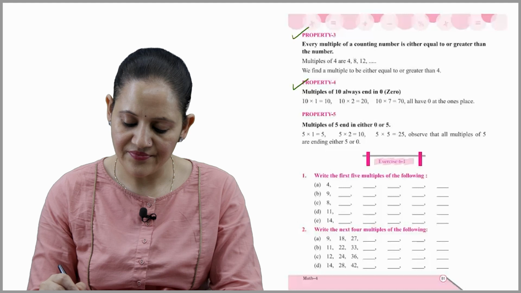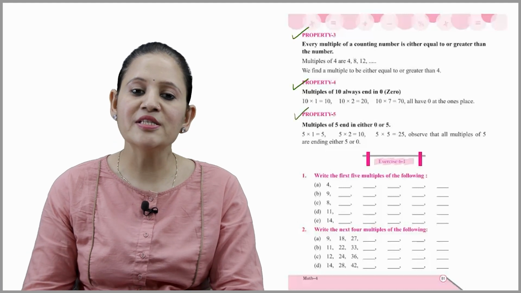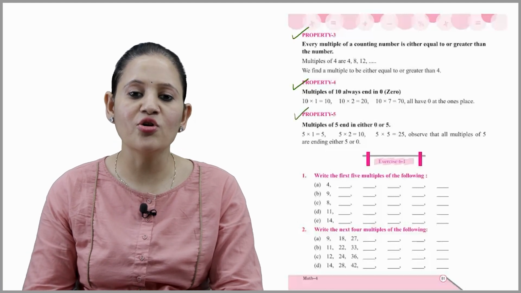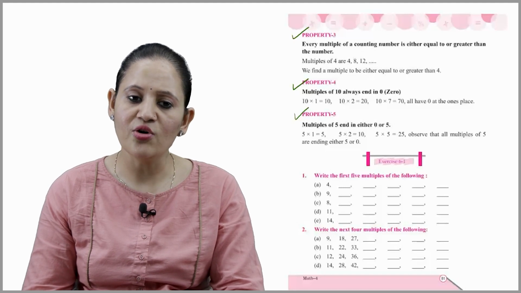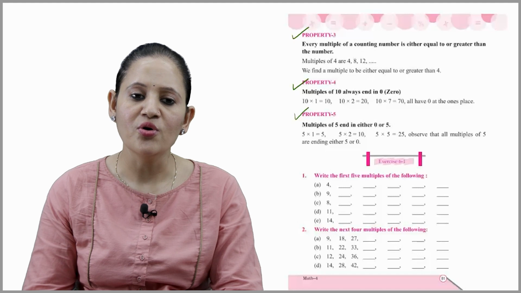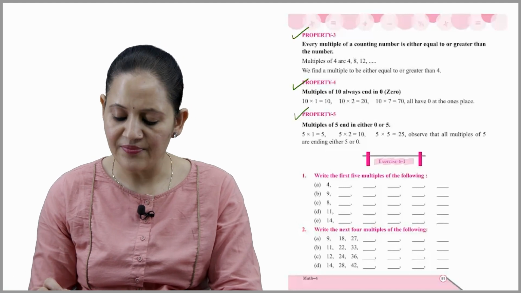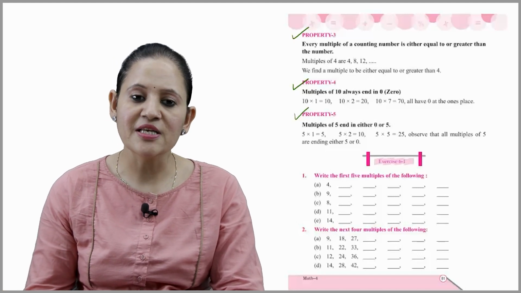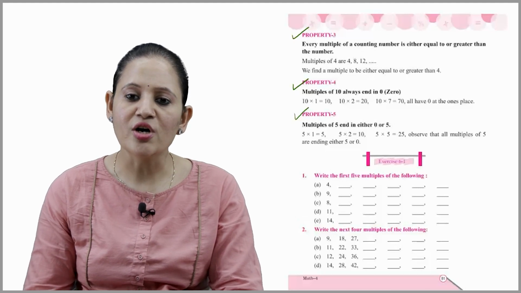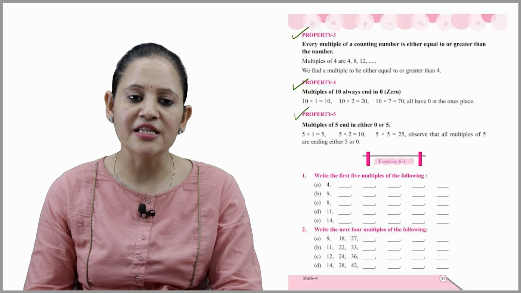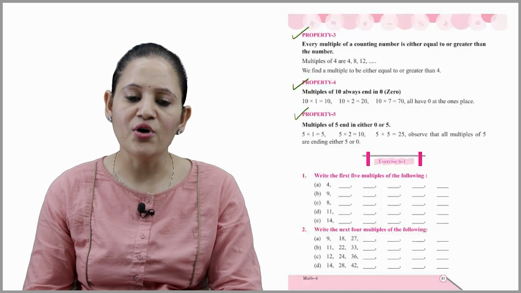प्रॉपर्टी 5. मल्टीपल्स ऑफ 5 एंड इन ईदर 0 और 5. 5 के जितने भी मल्टीपल्स होंगे ईदर इट विल एंड विद 0 या फिर 5 से एंड होंगे. लाइक 5 into 1 5, 5 into 2 10. सो हियर यू कैन सी वंस की प्लेस पे क्या है, या नंबर किससे एंड हो रहा है, या तो 5 से हो रहा है या 0 से हो रहा है. सो ऑब्जर्व दैट ऑल द मल्टीपल्स ऑफ 5 आर ईदर एंडिंग बाय 5 और 0.